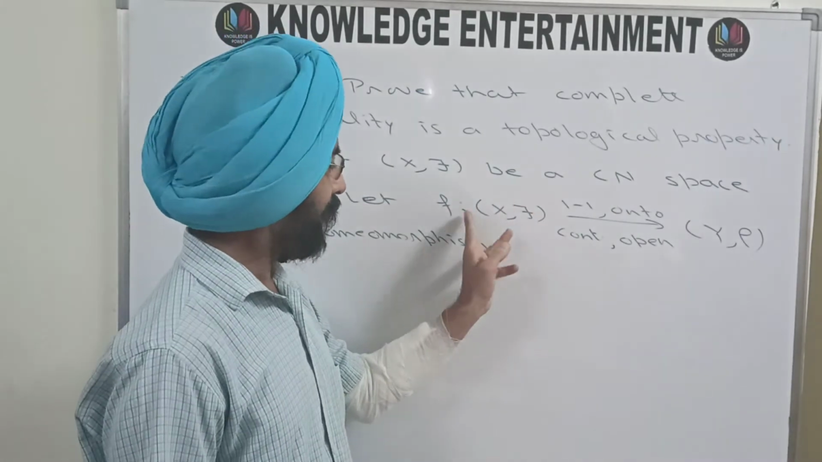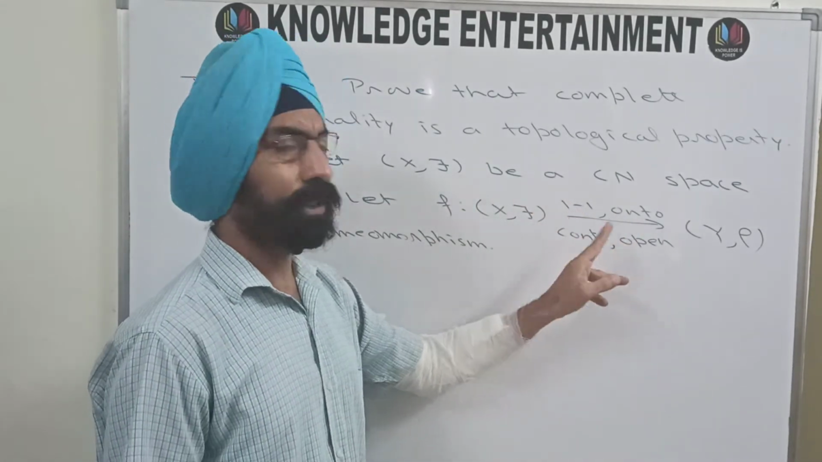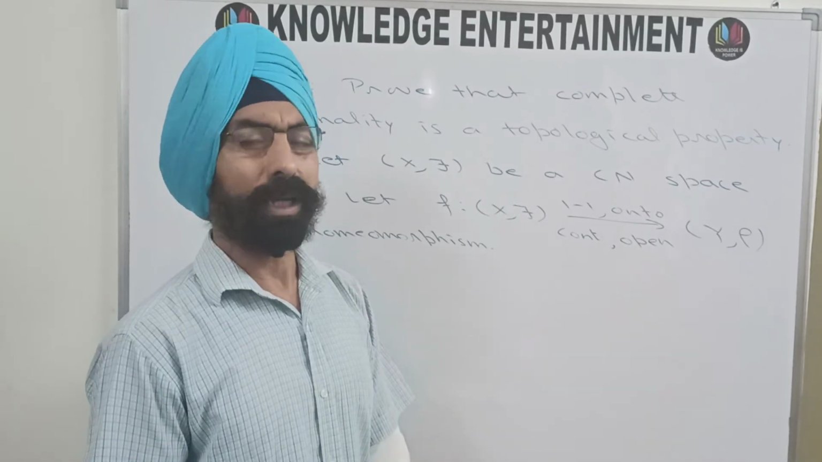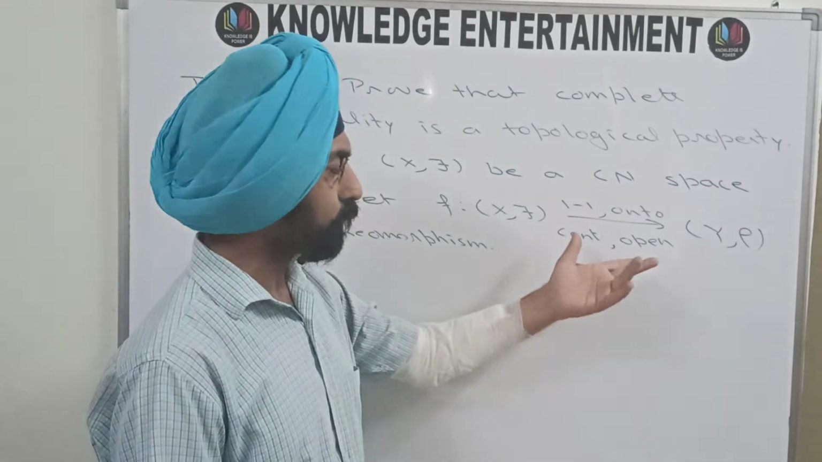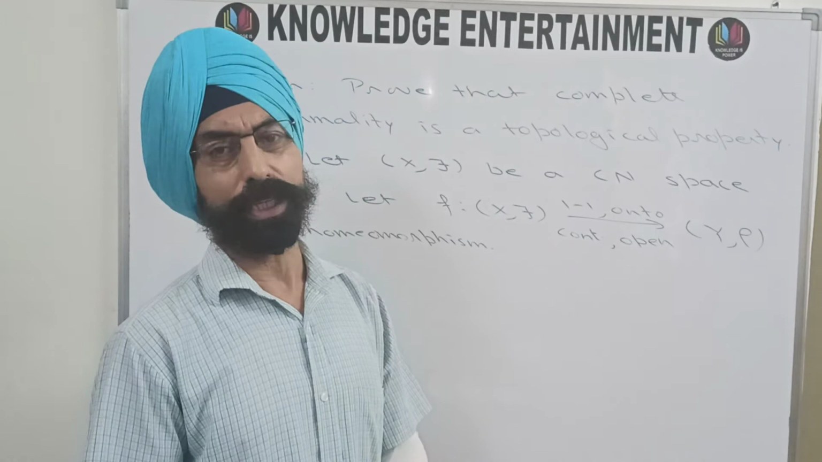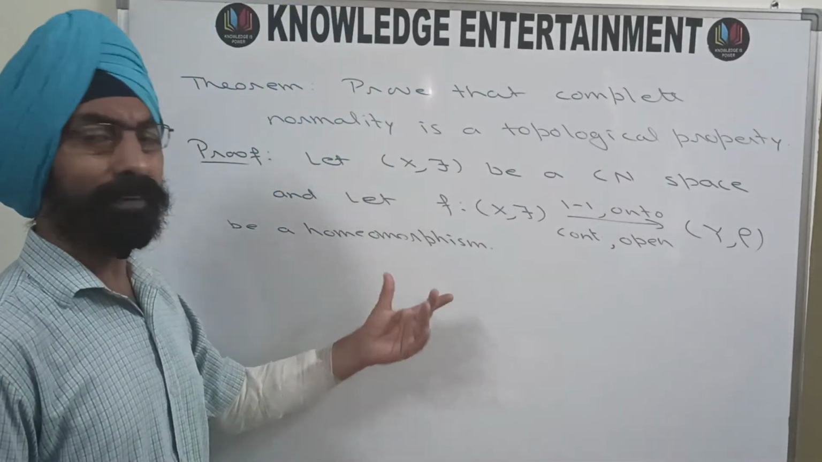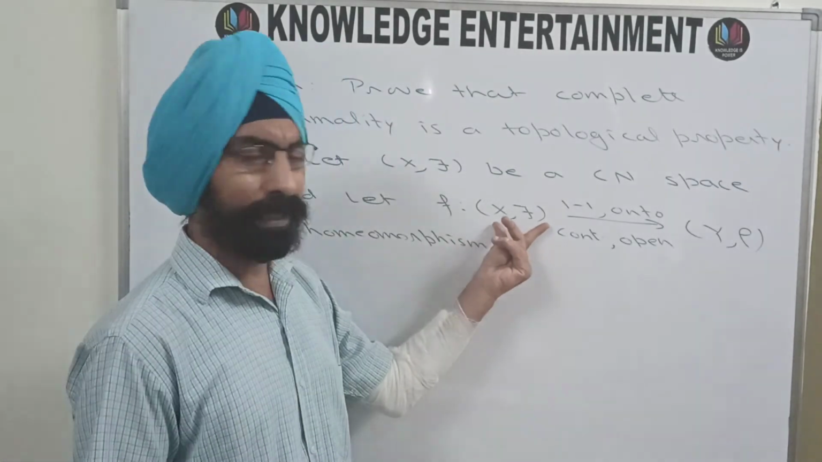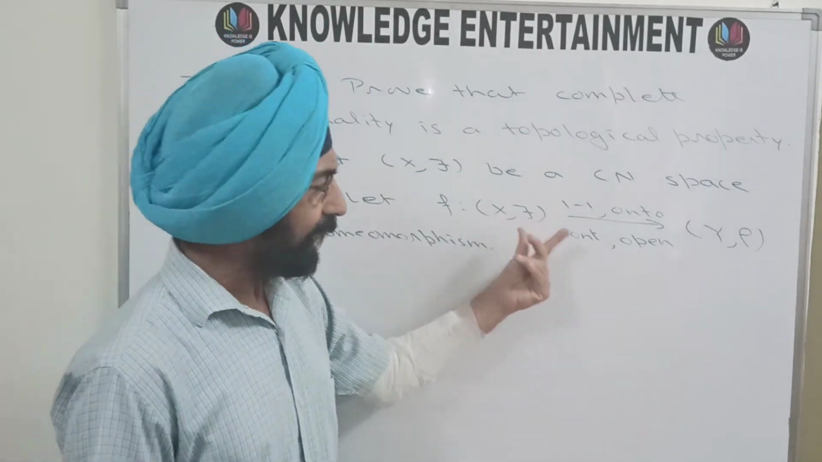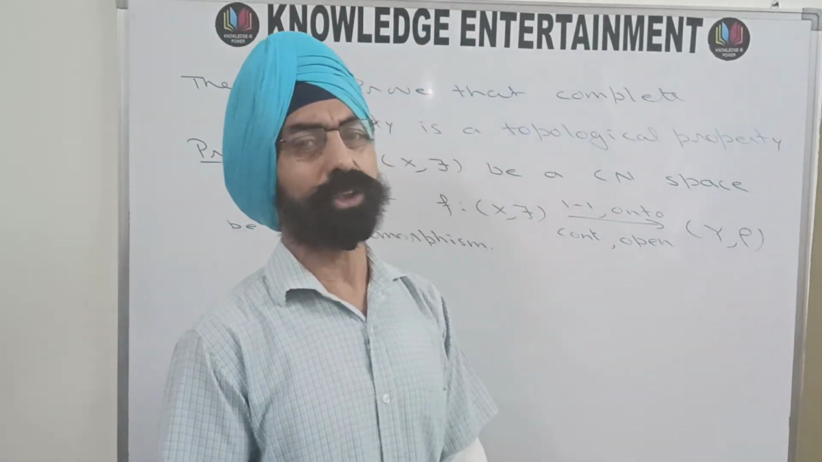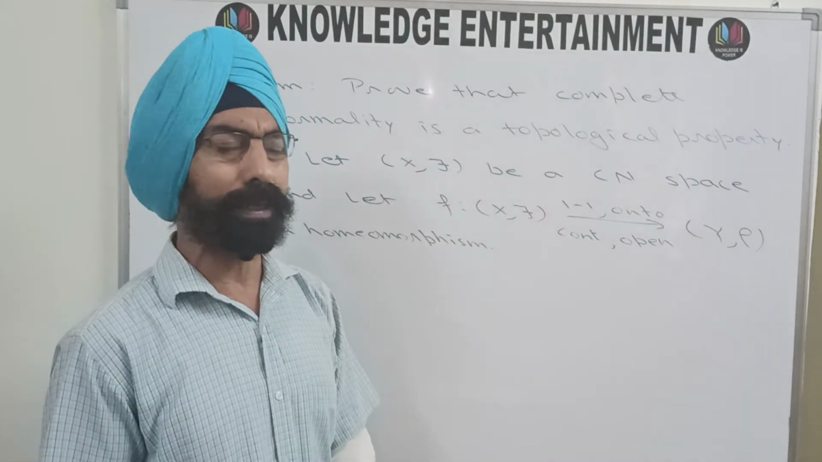Or you can say f is 1-1, onto, continuous and closed. So any one definition you can use. Here I am going to use 1-1, onto, continuous and open. So this is the homeomorphism I have taken. This is a completely normal space, and I will show that (Y, ρ) is also a completely normal space.